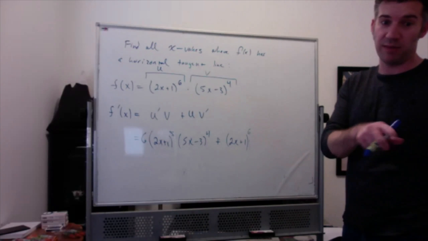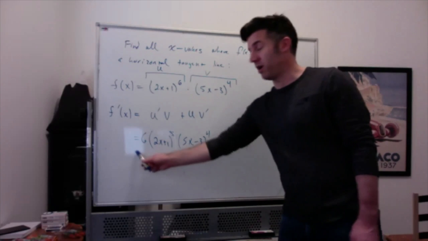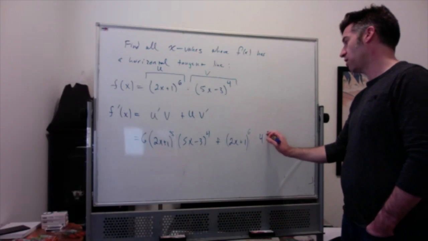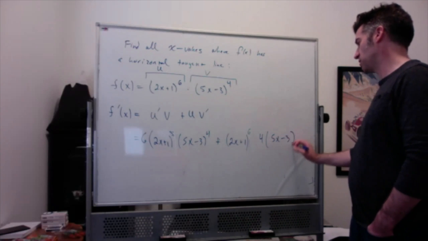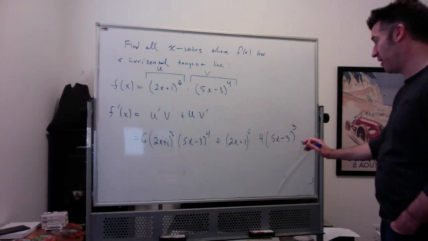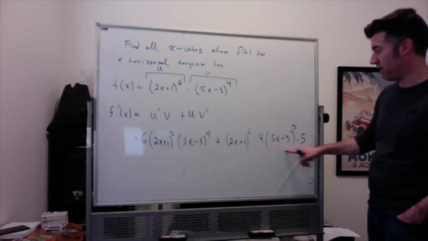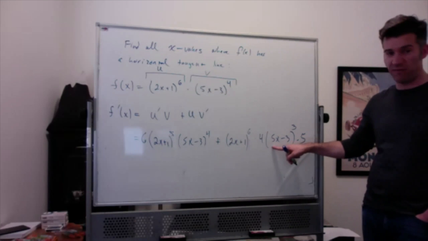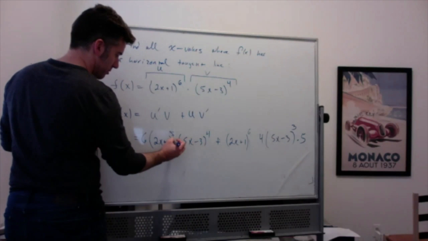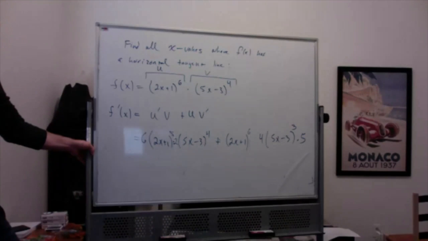Oh, I made a mistake. Hopefully before there's something missing over here, which I'll let you guys think about for a second while I finish off this. It's going to be 4 times (5x minus 3) to the 3rd, times 5. Derivative of the inside, right? So just like here, I had to multiply by the derivative of the inside, which is the derivative of 5x minus 3, which is 5. Over here, I should have been multiplying by what? 2. Exactly.